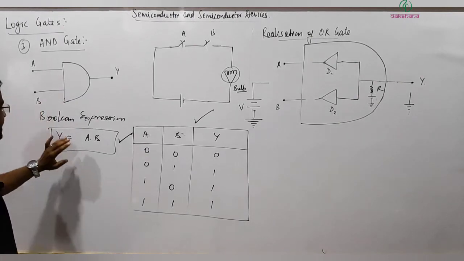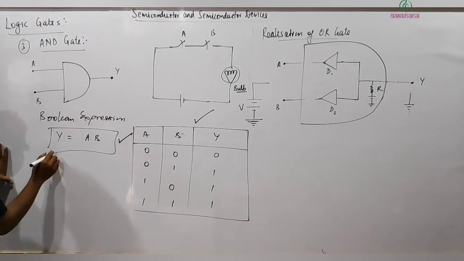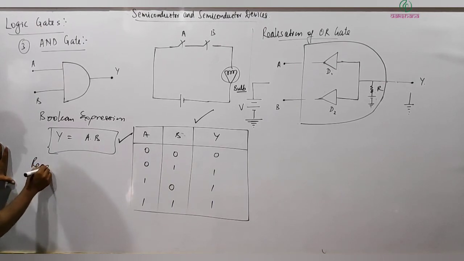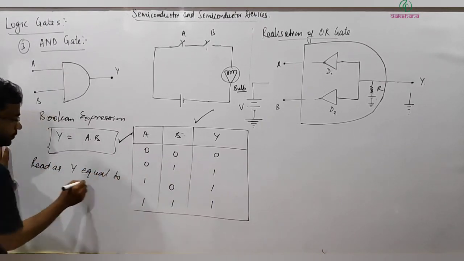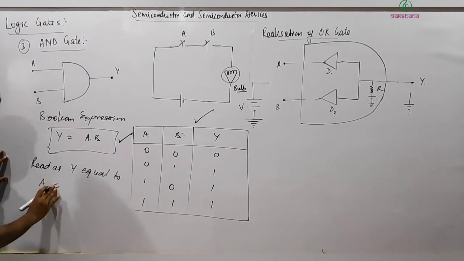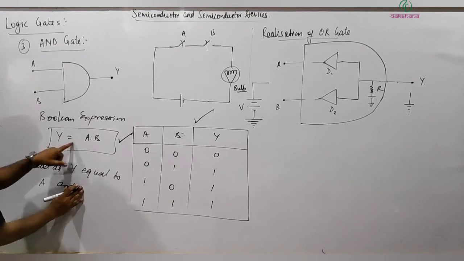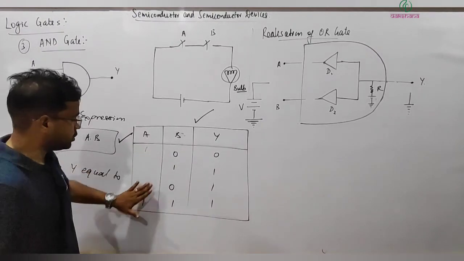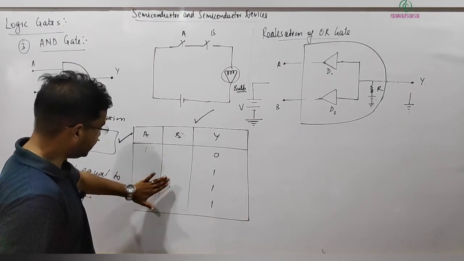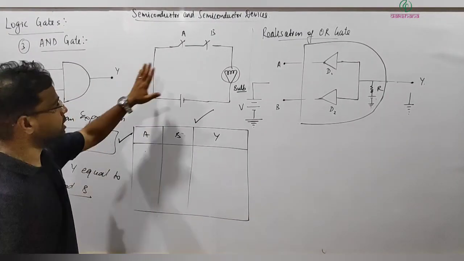Its Boolean expression is written as A dot B, and this is read as Y equals A and B. So we read this Boolean expression as A and B. So here the logical operation of this AND gate is equivalent to this.